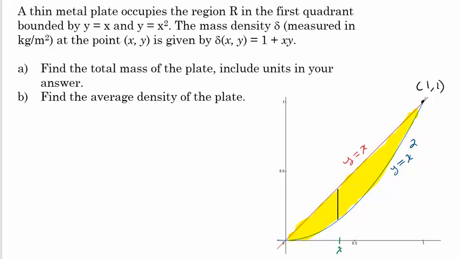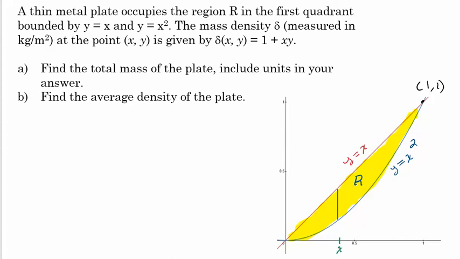This is the example that we left class with. A thin metal plate occupies the region R in the first quadrant, bounded by y equals x and y equals x squared. The mass density, measured in kilograms per square meter, at the point (x, y) is given by d(x, y) equals 1 plus xy. Find the total mass of the plate, include units in your answer, and then find the average density of the plate. So we talked about how to find this region R, right?